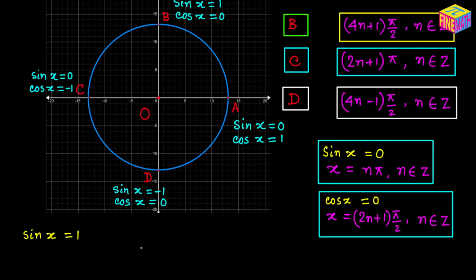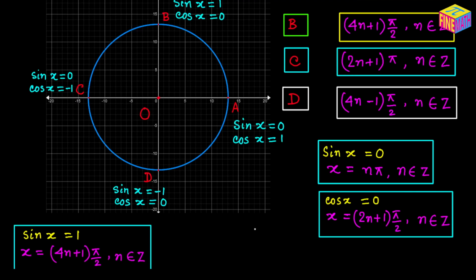I am writing it at the bottom left hand side of the screen. From the diagram, we can see that sine x can be equal to 1 only at one position, which is the position B. And what is the amount of angle at position B? Well, the general formula for the amount of angle at position B is actually 4n plus 1 times pi over 2. So then, what would be the solution in this case? Well, in this case, it's pretty easy. It's only one set of solution, that would be 4n plus 1 times pi over 2.